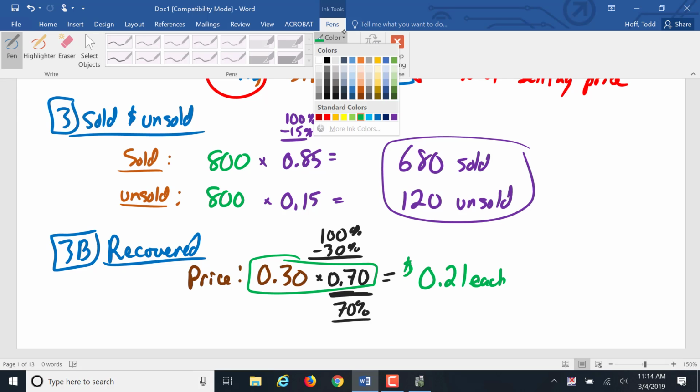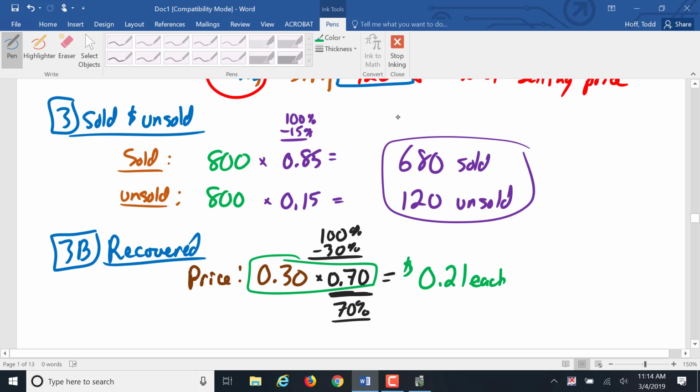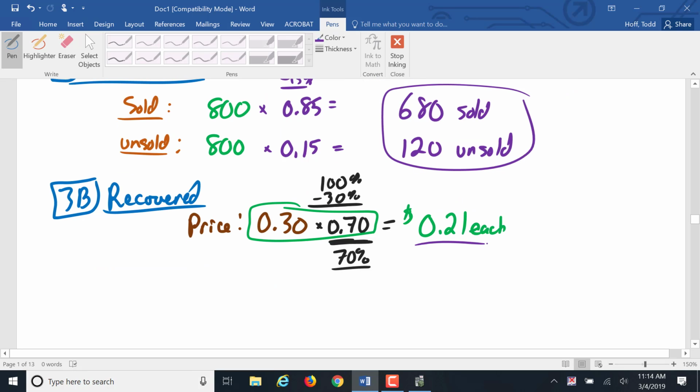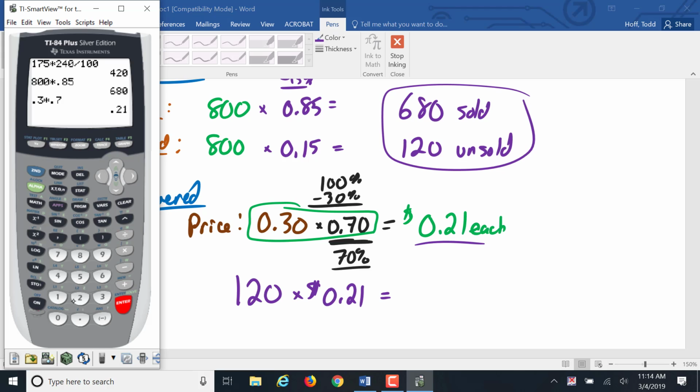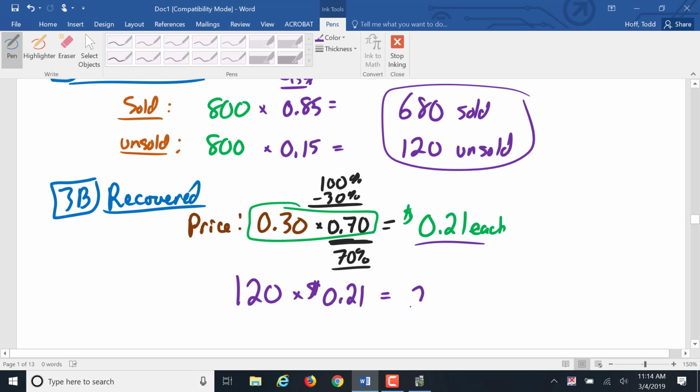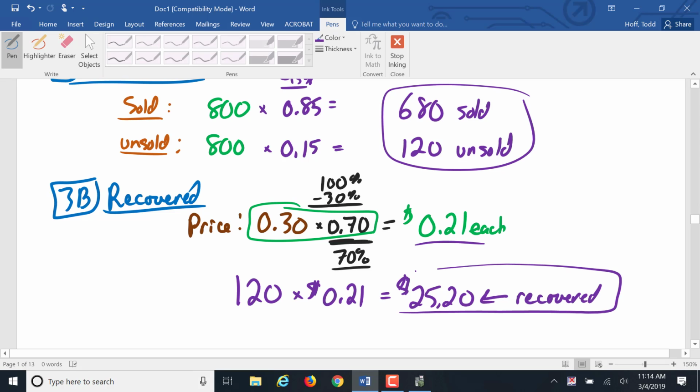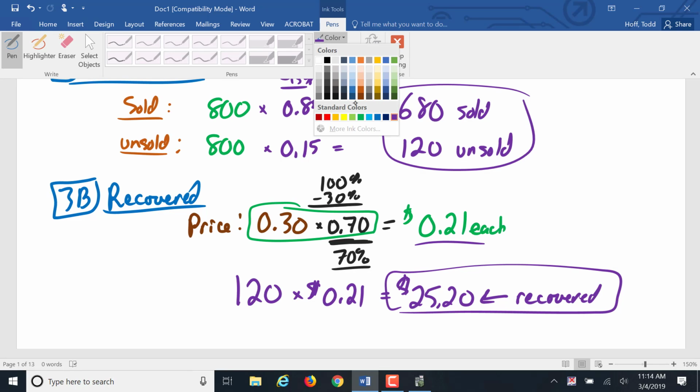So the 120 brownies that go unsold on the first day get sold at 21 cents each to another vendor. So 120 times 21 cents is $25.20 that's recovered from those initially unsold brownies.